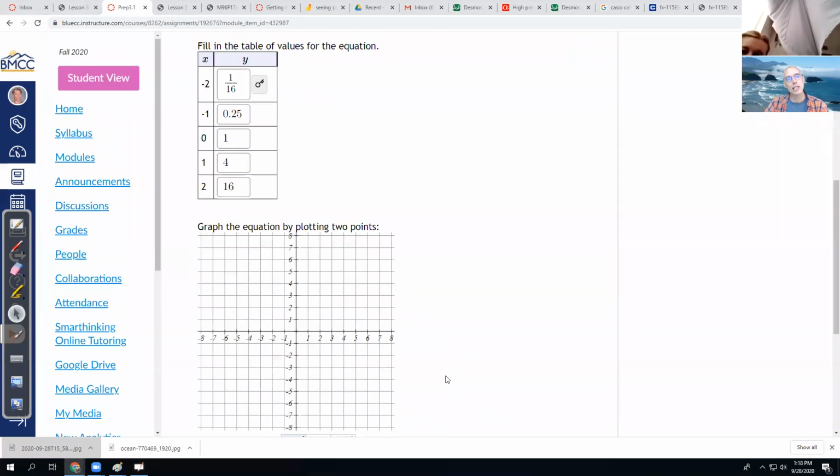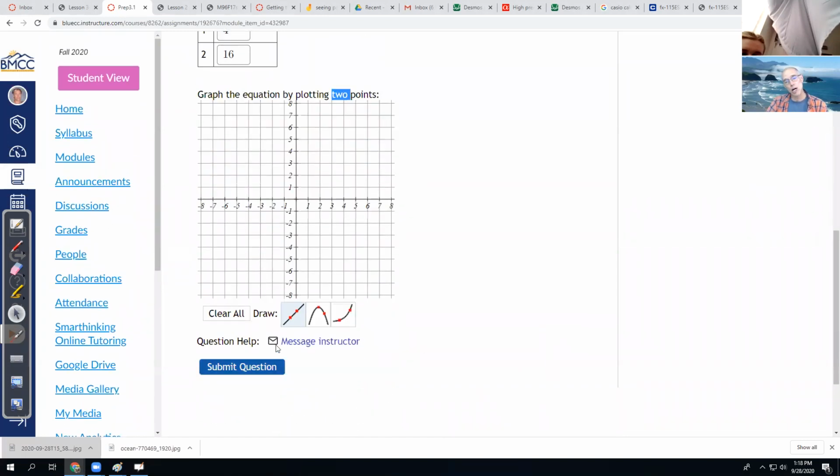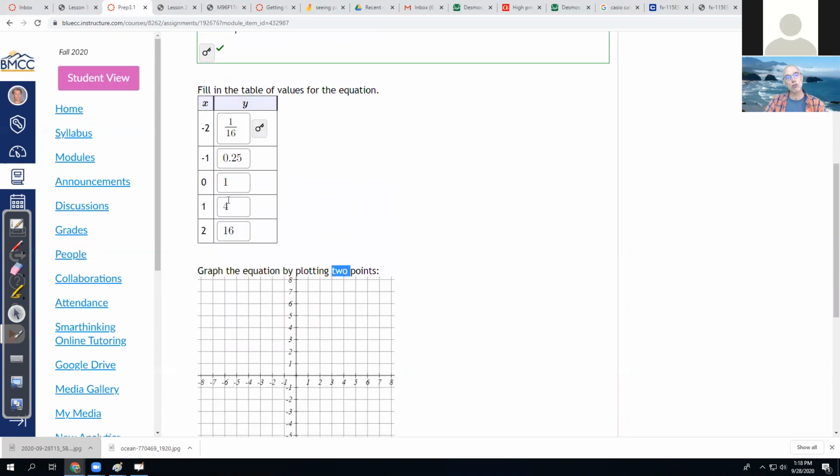All right, next thing here, they want me to graph this by plotting 2 points. And this is important. You can only use 2 points. Which tool do I want? The line tool, the quadratic tool, or the hockey stick tool? Hockey stick. And I just got to pick 2 points, any 2 points from this list.